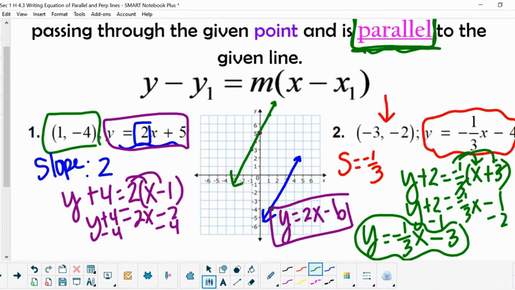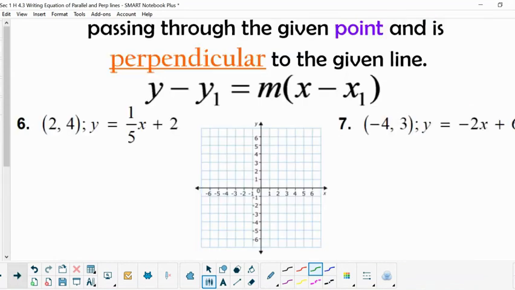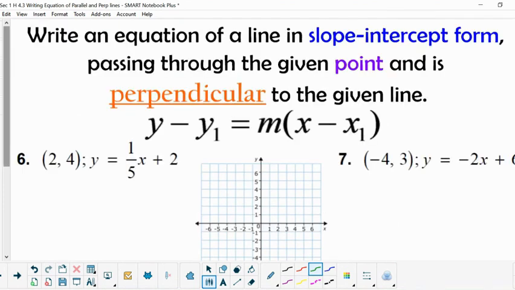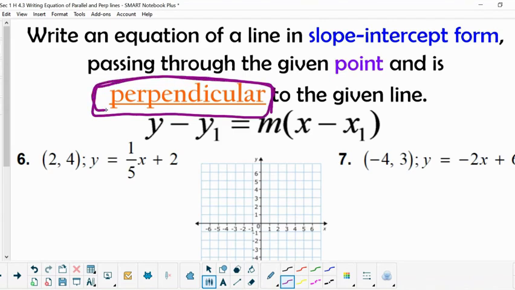They have the exact same slope, but ours is going through the point negative 3, negative 2. So when it's parallel, you're going to use the same slope. You'll just have to find the slope from that equation and use the same. Then you're going to be asked to do the same thing, but it's got to be perpendicular. So will you box that? That's where you have to really pay attention today. You have to know if you're doing a perpendicular line or a parallel line because you'll need the correct slope.